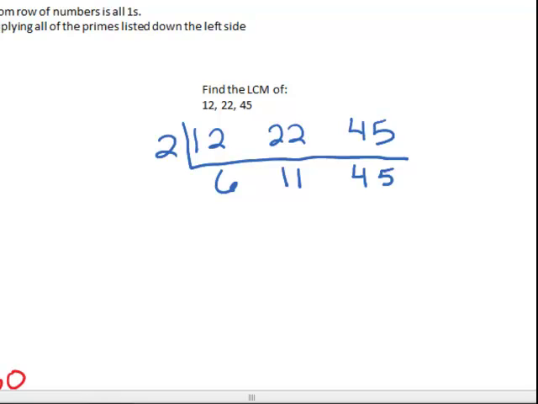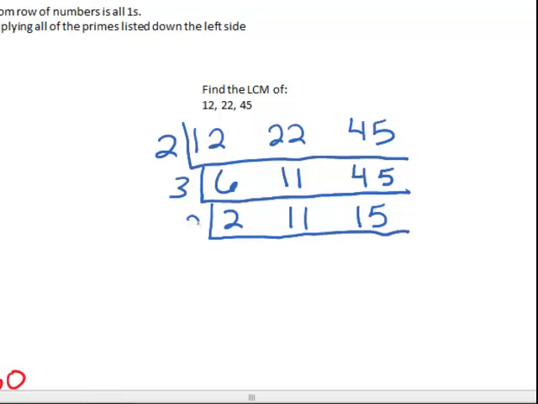Now I've got 6, 11, and 45. I need a prime number that will go into at least one of those. I'm going to pick 3. 3 goes into 6 evenly. It goes twice. 3 does not go into 11 evenly, so I'm going to carry that 11 down. And 3 goes into 45 evenly. 3 goes into 45 15 times. So now I'm looking at 2, 11, and 15.